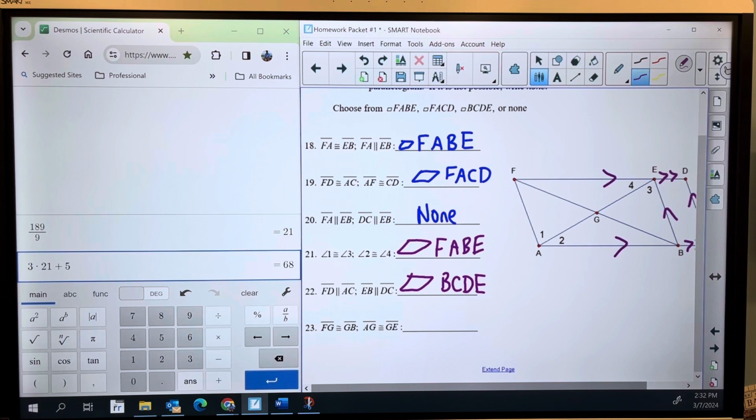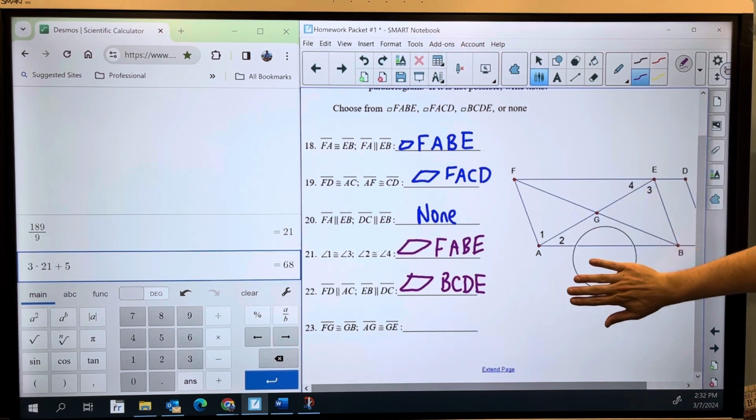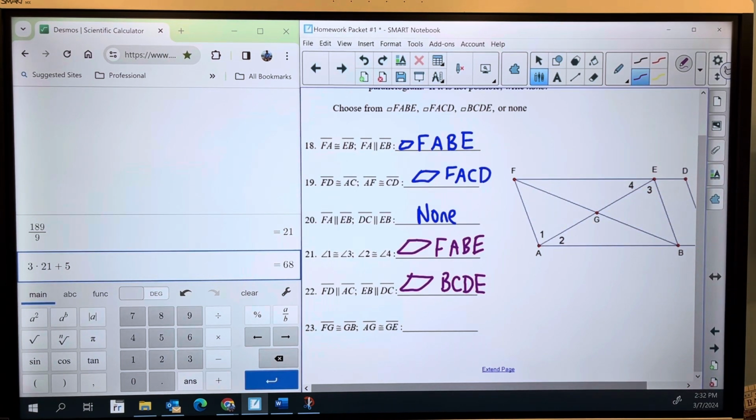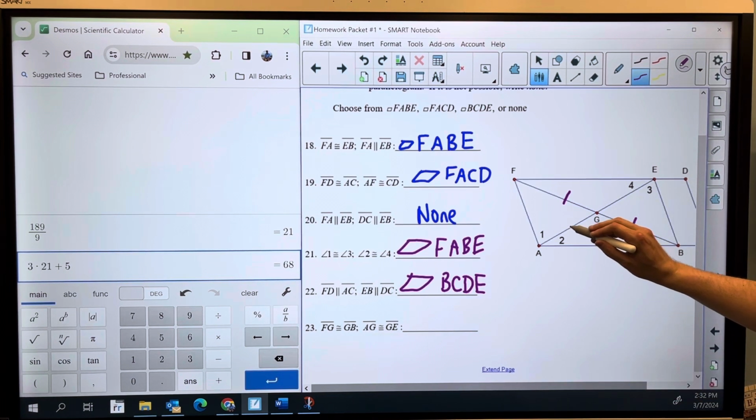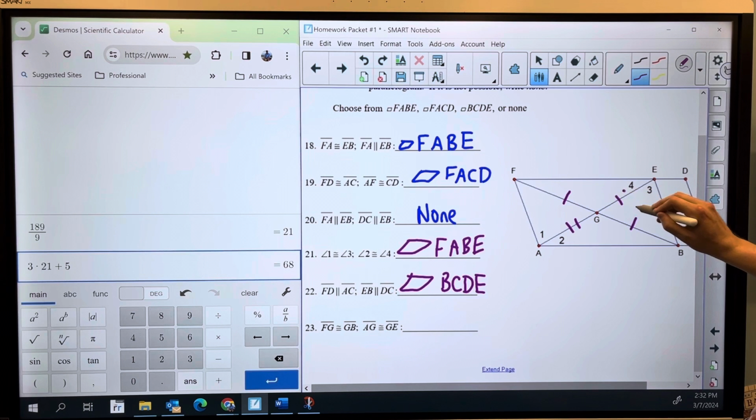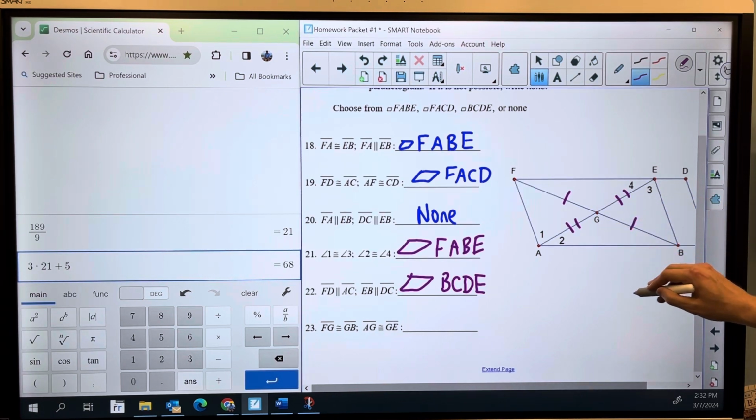And finally, number 23. Now I'm going to clear off my drawing first. We've got FG is congruent to GB. All right, let's see. FG, okay, that's right here. And GB, oh, we've got some diagonals. All right, AG is congruent to GE. Yep, we've got 2 diagonals that do bisect each other. So yes, we've got a parallelogram, and it's FABE again.